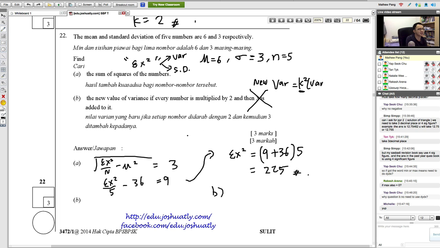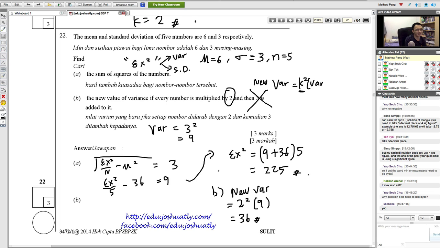So in this case, of course, I need to find my variance first. My standard deviation is 3, so the variance is 3 squared, which is 9. Alright, so I want to find my new variance. The new variance equals, this is 2, right? So I need to square this number and then multiply by my old variance, which is 9. So you get the answer, 36.